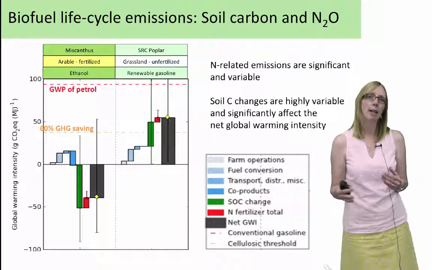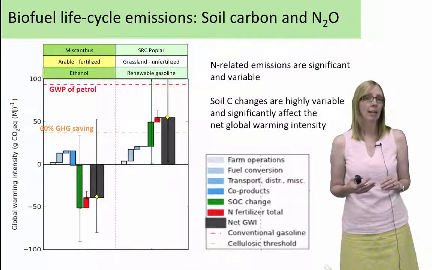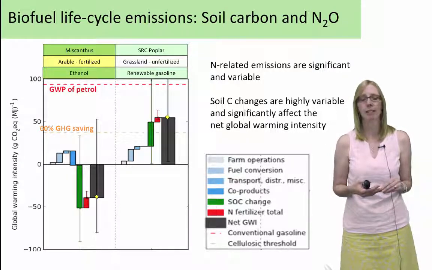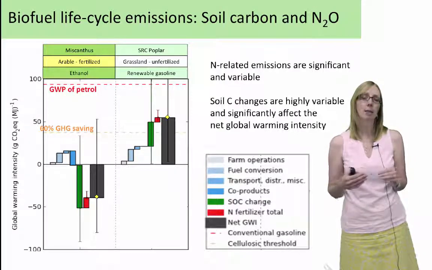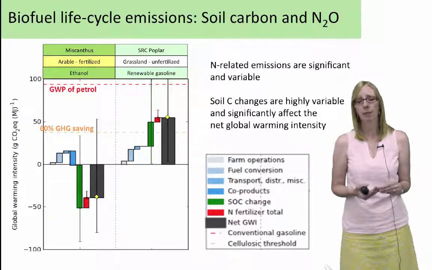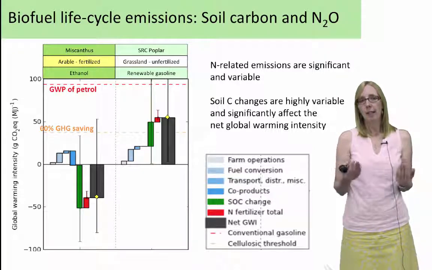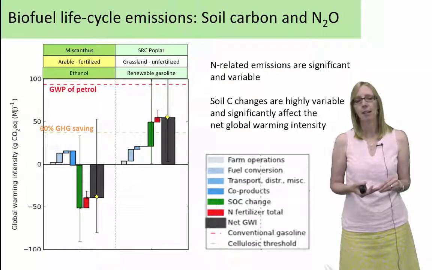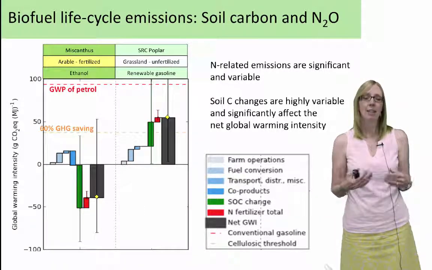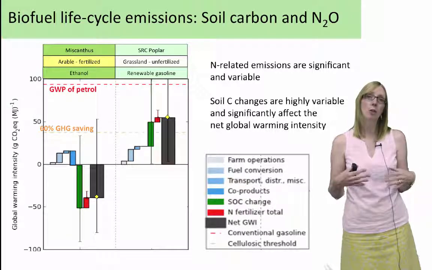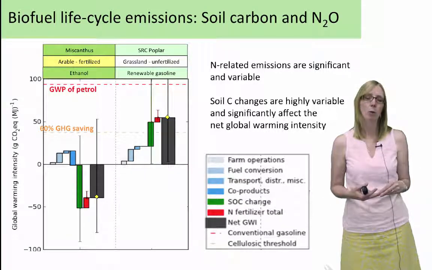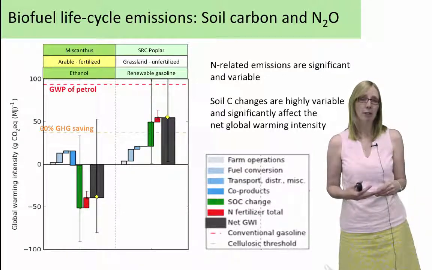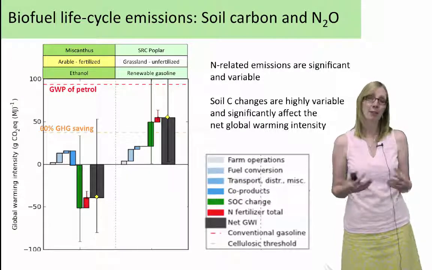What we've done is incorporate the soil carbon stock data from the Kin et al. paper and the nitrous oxide emissions data from our own meta-analysis to look at the impacts of these parameters on the overall life cycle savings. And what you can see is that the yellow diamond on the chart is the net global warming intensity. And for Miscanthus on arable land, it's a negative global warming intensity, which means there's a huge net negative emissions from making this fuel. It's way, way below the global warming potential of petrol and below the 60% greenhouse gas saving. So that's a really great thing.